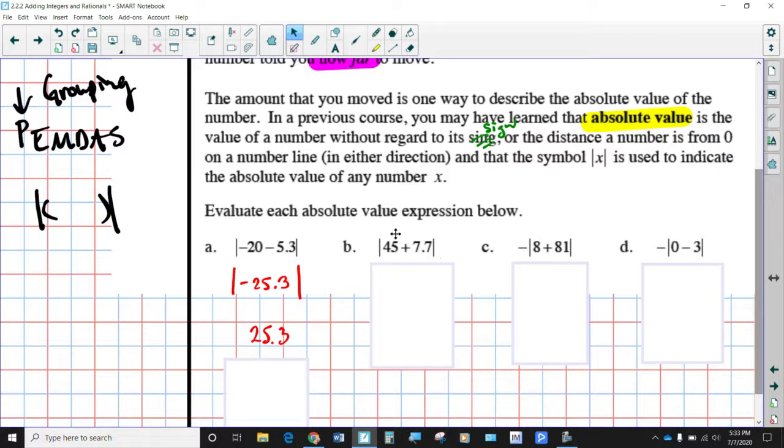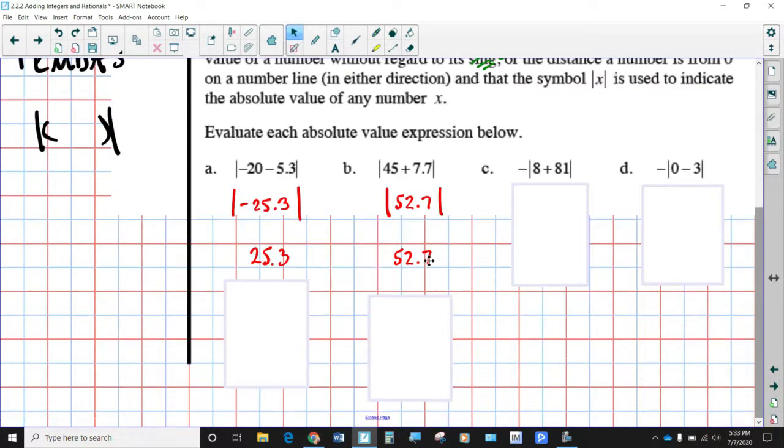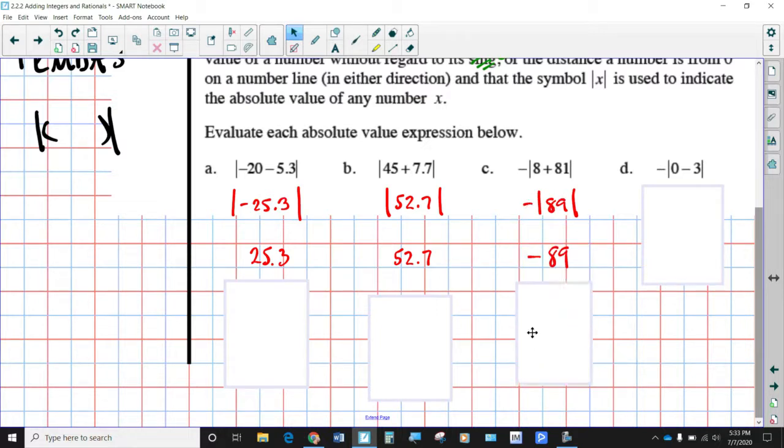Okay, so how'd you do? 45 plus 7.7 is 52.7, and that's 52.7 units away from zero, so the absolute value is 52.7. This is a little tricky because this says to take the opposite of the absolute value of 8 plus 81. Well, what is the absolute value of 8 plus 81? It's 89, so you have to take the opposite of the absolute value of 89, so that's -89. Okay, so having the minus sign or the negative sign on the outside of the absolute value bars makes a difference. Okay, so we'll talk more in a future lesson about the difference between opposite and absolute value, but the answer to this is -89.